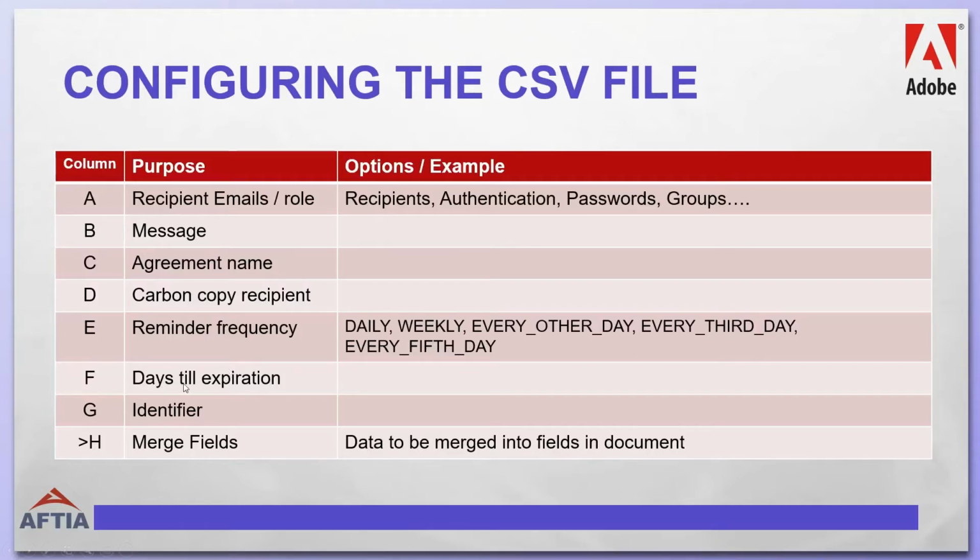We can also specify a days till expiration. And then column G is something called the identifier. The identifier is used for that file by row functionality if you're going to use it. So if you want to send different documents to each recipient, we're going to use column G. And anything higher than G, so H forward, are going to be merge fields that you can use to merge data into your actual agreement. So let's go back to our CSV file and take a look at setting that up.